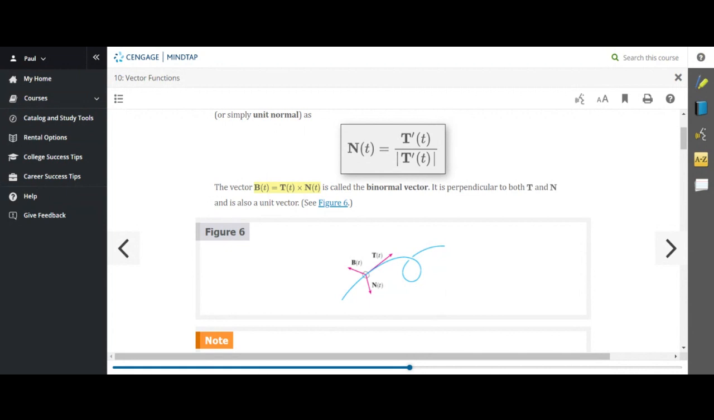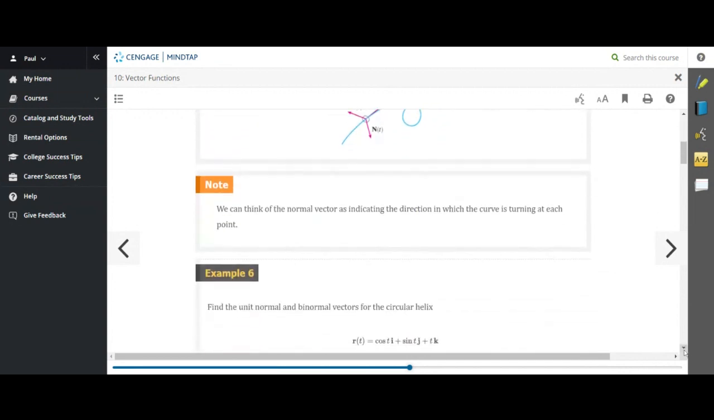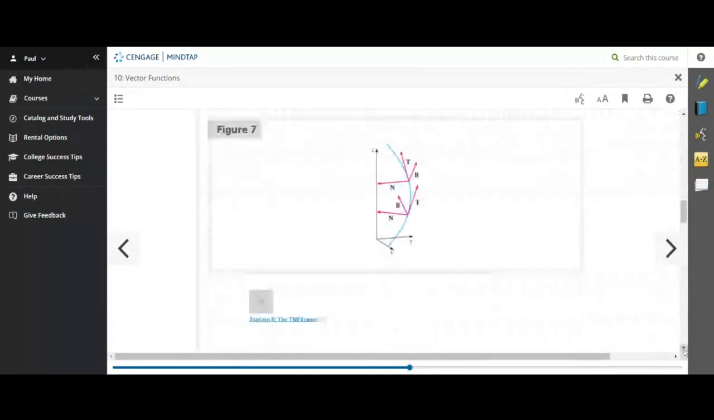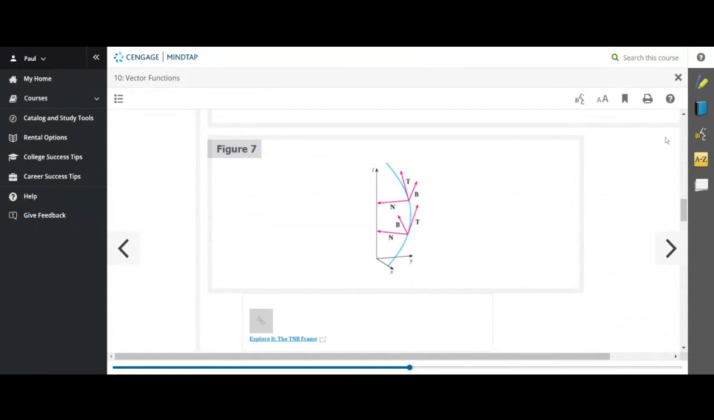Because, as you see in the picture, the unit tangent, normal, and binormal vectors create this frame, this box that moves along with the space curve. This is the scenario that we have: a space curve, and at every point on the space curve, there's some TNB frame.